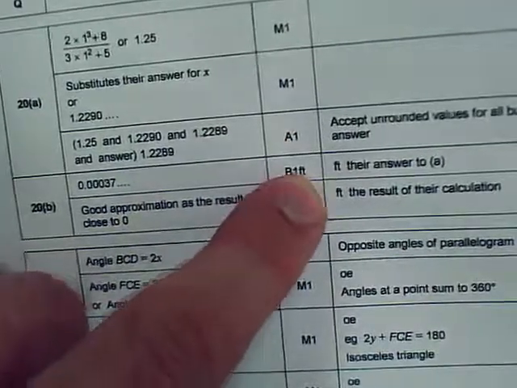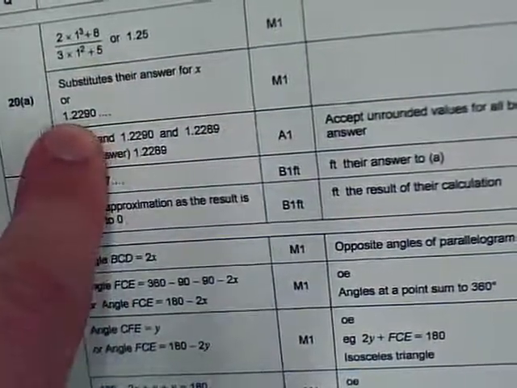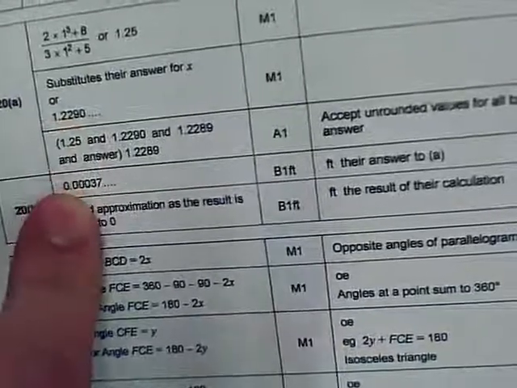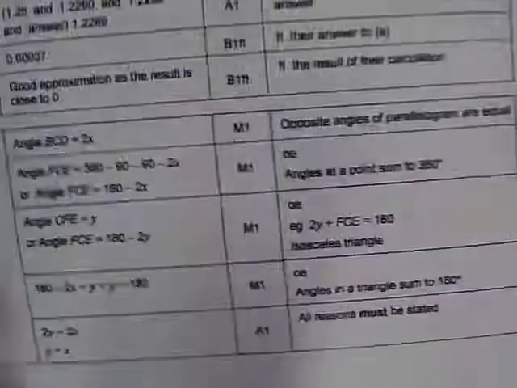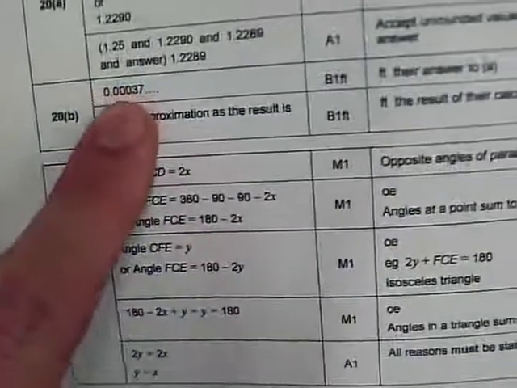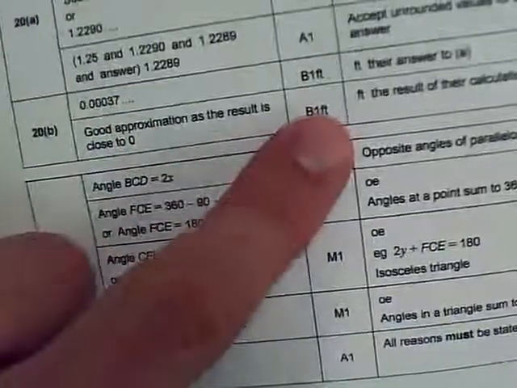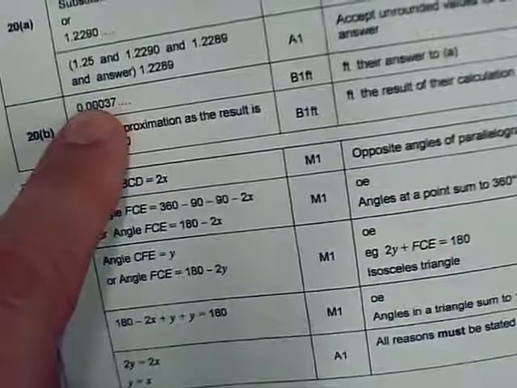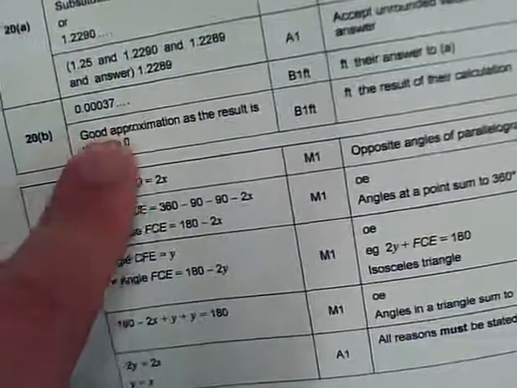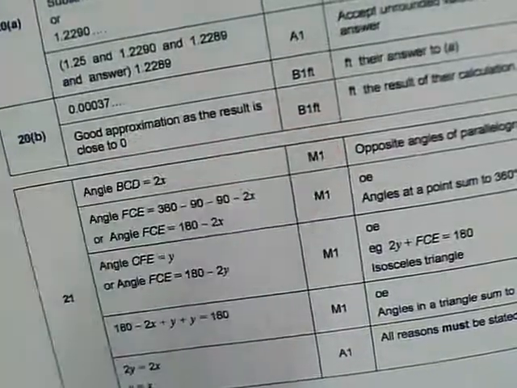B1, and it says B1 follow through, so that means that if you got this bit wrong, say you got 1.7 or something like that, and you use that answer into this, you would get the follow through mark for that. And it then also says we need to give a reason. So if I got that answer, I would say it's a good approximation as the result is close to 0. And again, you can follow through. So if you put an answer and say the answer got 7 or something like that, you would then say it's a bad approximation, and you could still get the marks from that bit.